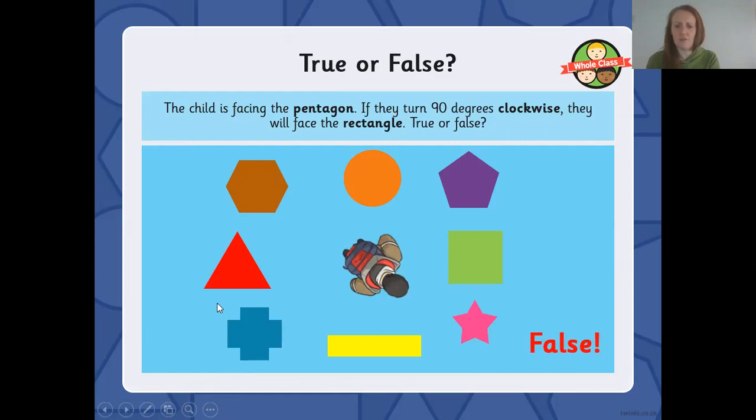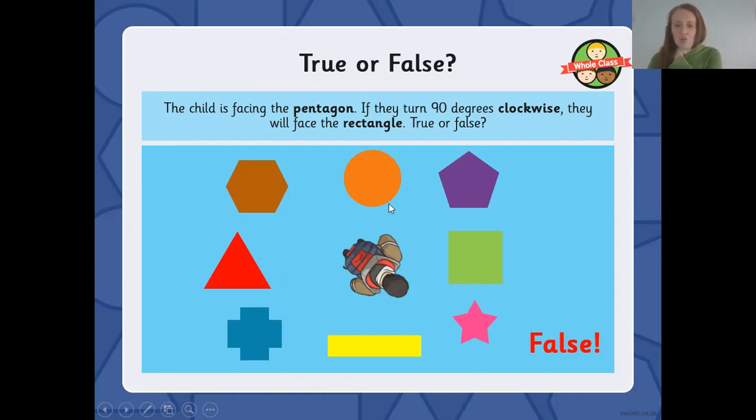Oh, Miss Brogan got it wrong. Sorry. 1, 2. My silly mistake. Obviously I don't know my own angles. Sorry, children. If you said false, well done. I don't know what I was looking at. Yeah, it's 2 shapes. Sorry. It is false. He would be facing the star. I'm getting myself in a tizzy there. Sorry, children. He's facing the pentagon.